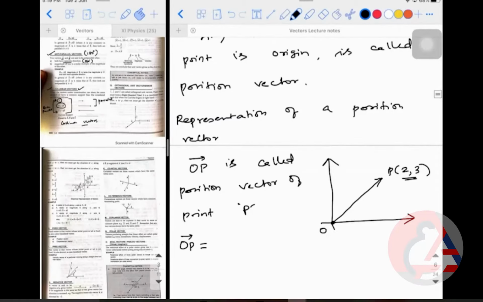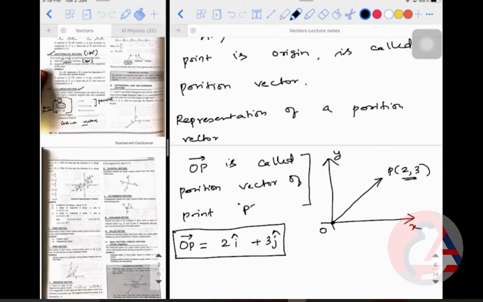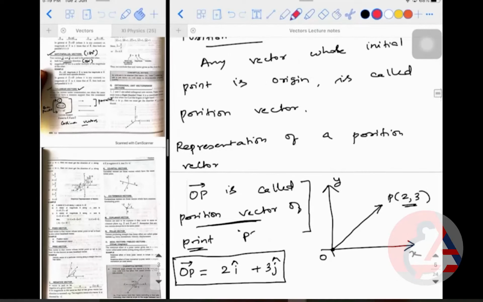So OP vector, how do you write it? You write it as 2i cap plus 3j cap, as simple as that. So this is how you write it in the form of orthogonal unit vectors. If you have to write it in the form of a statement, you say OP vector is the position vector of point P. Position vectors are always represented only for a point, with respect to the origin. So what is the important term here? It is the origin, which is (0, 0). This is a very, very important vector. Keep this in mind because there are many problems based on this concept.